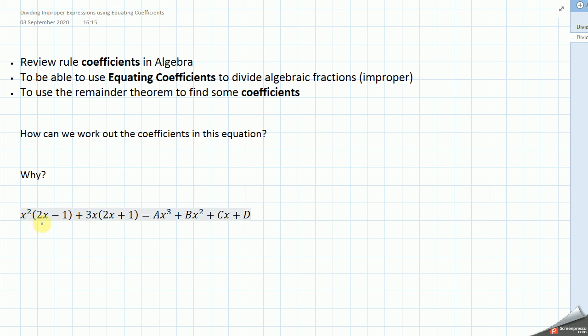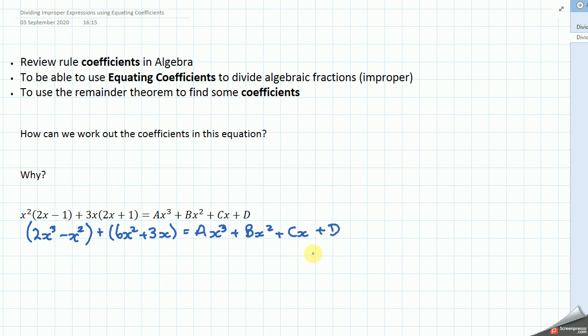So with this we could multiply it out to give us 2x cubed, and of course I'm going to multiply in. The reason for multiplying in is if there's a minus here, people often make a mistake and lose the minuses. So we do 6x squared plus 3x, and that is equal to ax cubed plus bx squared plus cx plus d. And if we wanted to work out what a, b, c and d are, we create the terms.